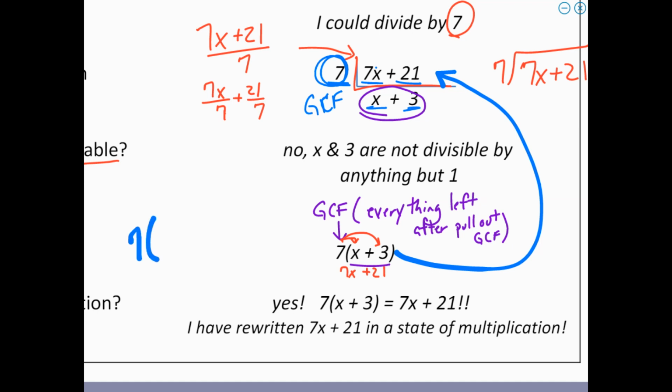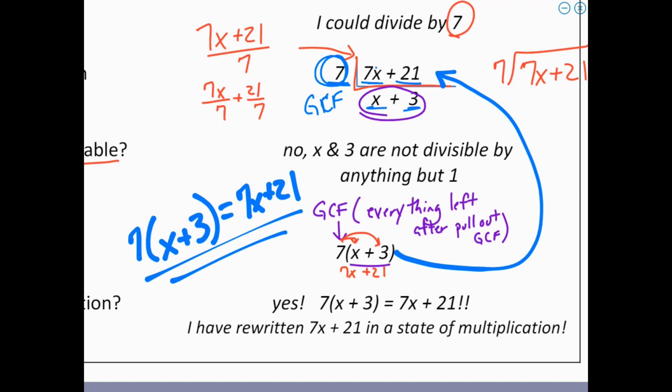So 7 times the quantity x plus 3 equals 7x plus 21. These are the same exact thing. We're not changing the value of anything. We're just rewriting it in another form.